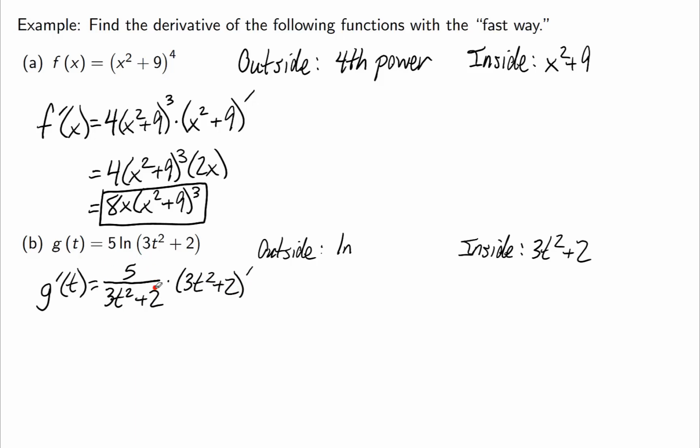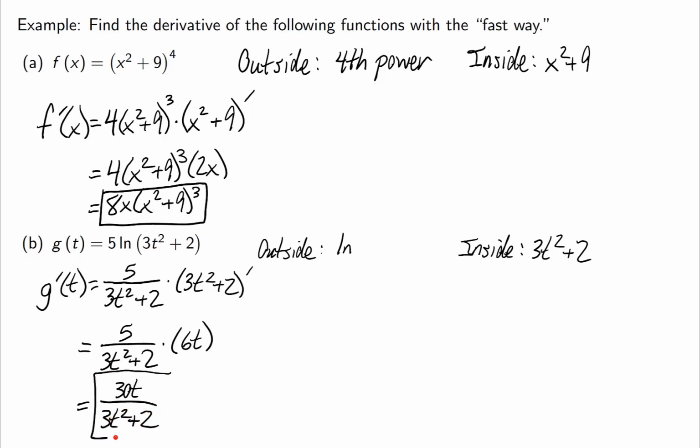So you have the derivative of the outside times the derivative of the inside. And when I do that, I get 5 over 3t squared plus 2, and the derivative of 3t squared plus 2 is 6t, which I can then combine to get 30t over 3t squared plus 2. The previous problem would be an example of the power form of the chain rule. This problem would be an example of the log form of the chain rule. Keep in mind the power form can also include roots.